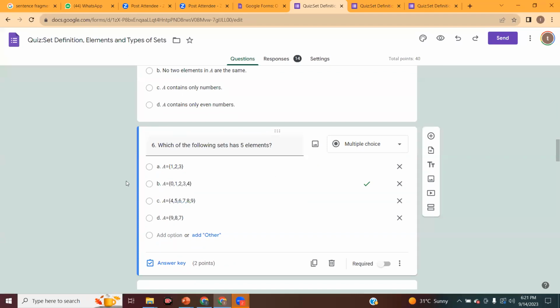Yes, sir. What do you mean number 6 is wrong? It says which of the following sets has 5 elements? Which one has 5 elements? I thought it meant which one had the element 5 in it. No, 5 elements. 5 elements are different.